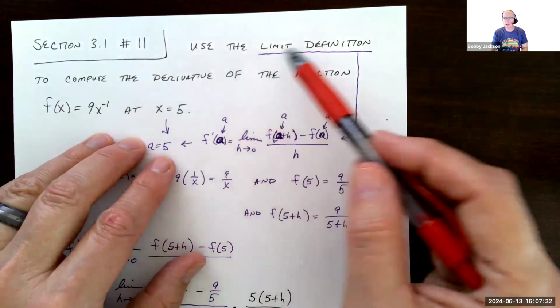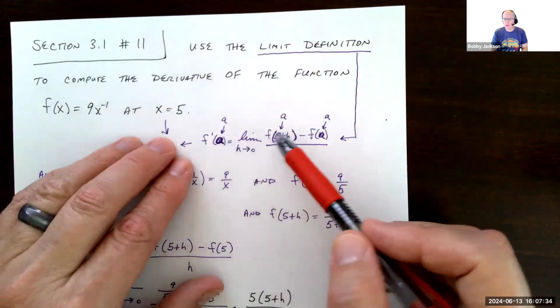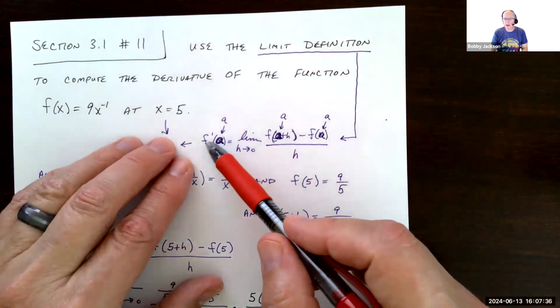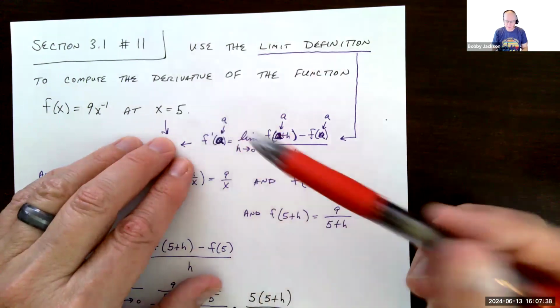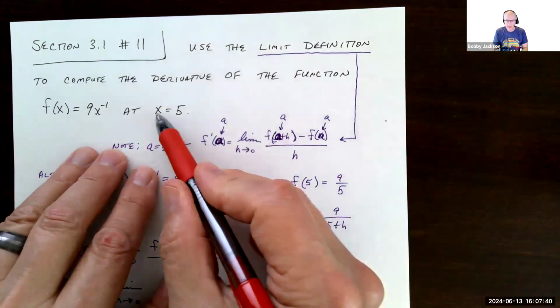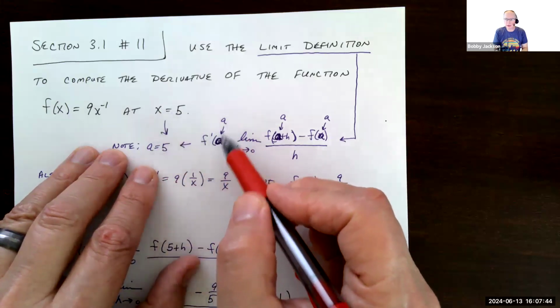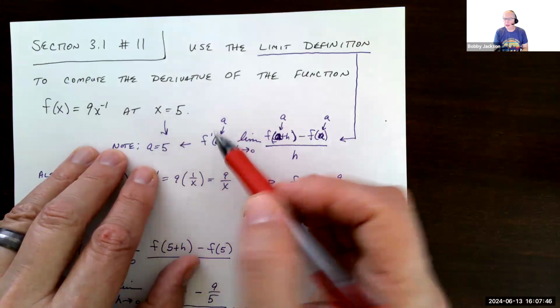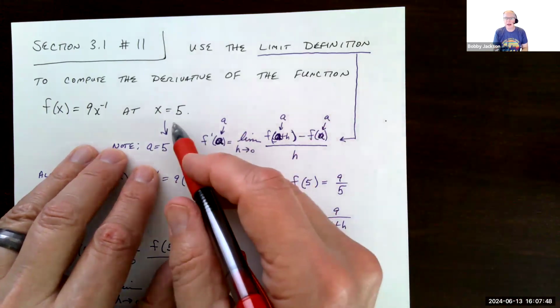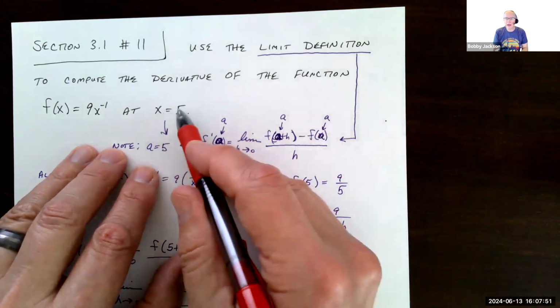So what is the limit definition? Sorry, it's a little messy here. This should be f prime of a, where a is a fixed value. In this case, when they say at x equal 5, that means a is equal to 5. So x equals a is 5.